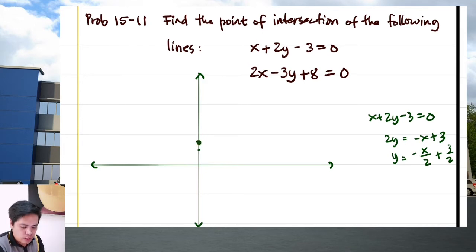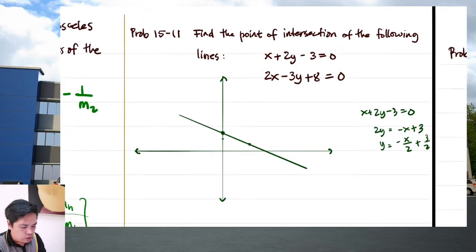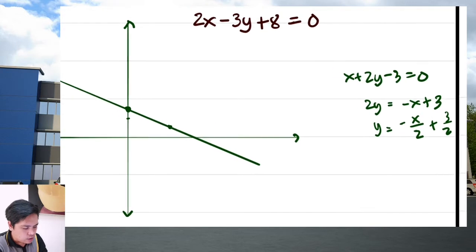So it will pass through this point, 1.5, then it has a slope of negative 1 half. So that means negative rise and positive run. So rise over run, 1, 2. So ito yung next point natin. So ito, this is now that line. Okay. So the other line naman, let's graph this again.